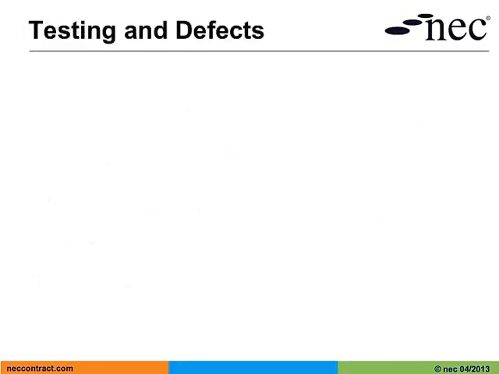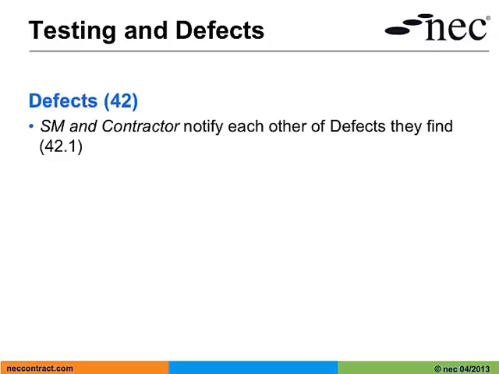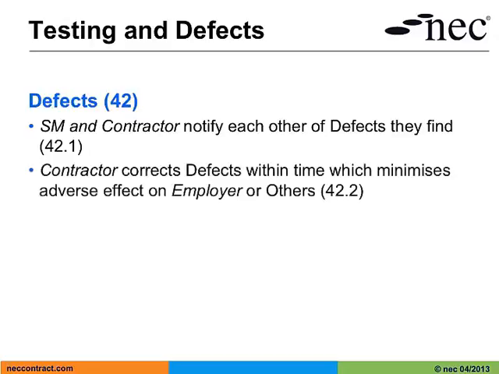Testing and defects. We're going to focus here on defects. There's an obligation on both the service manager and the contractor to notify the other of defects they find. There is then also an obligation for the contractor to correct defects within a time which minimises the adverse effect on the employer or others. Note that an actual timescale is not stated.